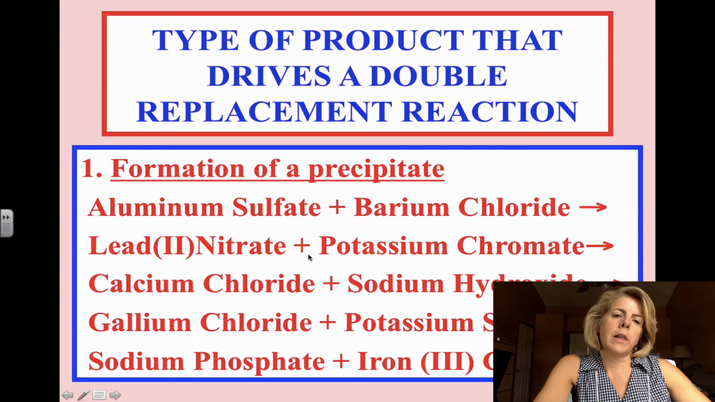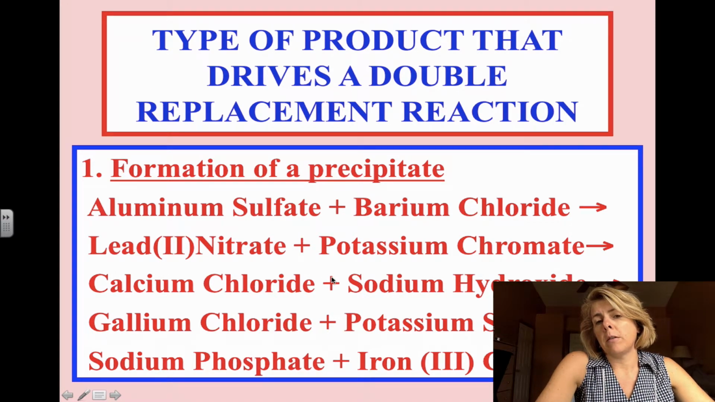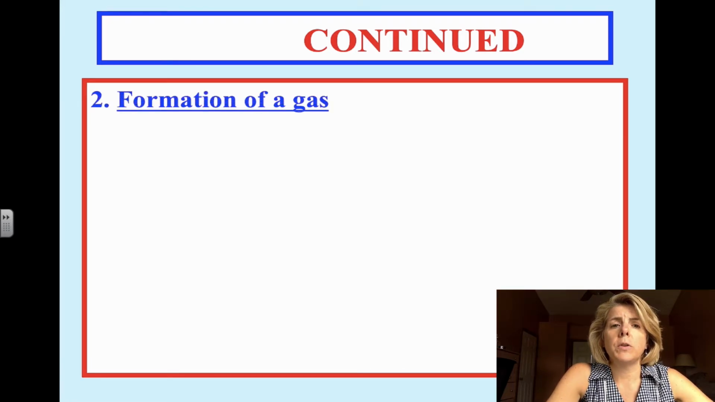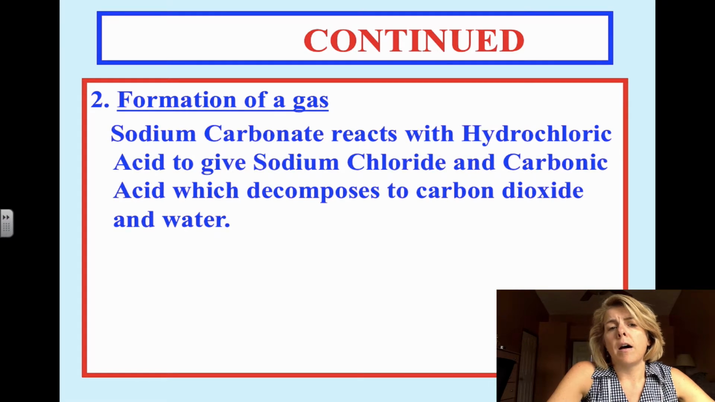Notice that you're dealing with a lot of ionic compounds, and these ionic compounds, when they combine, essentially create a solid product. So in addition to formation of a solid, you could get formation of a gas. Notice that it's a little bit similar to a combustion reaction. The only difference is we're not reacting in air. We're using sodium carbonate combined with aqueous hydrochloric acid, and that essentially produces carbon dioxide and water.